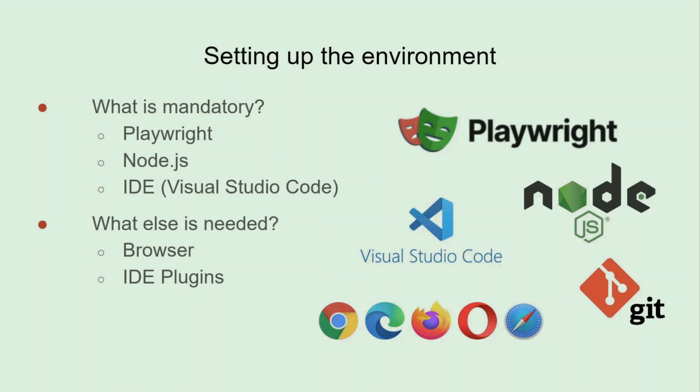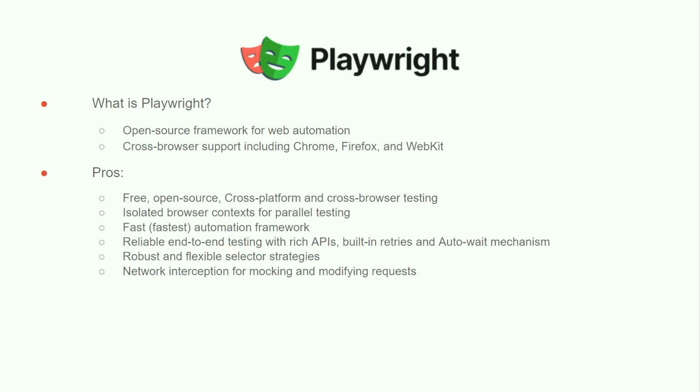Now, let's start with Playwright. So, what exactly is Playwright? Playwright is an open source, cross-platform and cross-browser automation framework designed for testing web applications across multiple browsers. This ensures your web applications are thoroughly tested across different environments, delivering a consistent user experience.